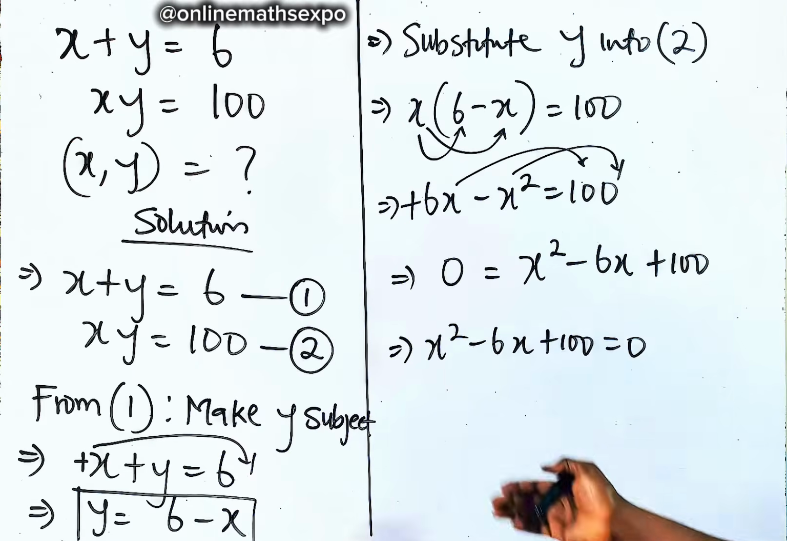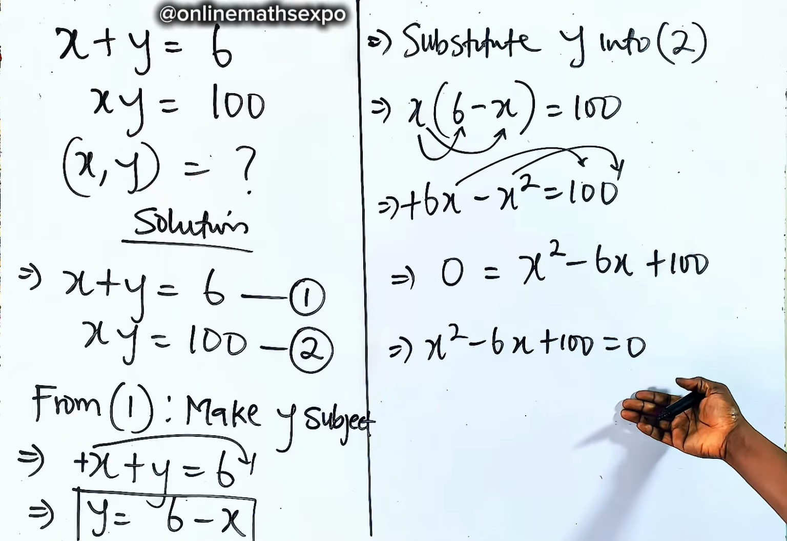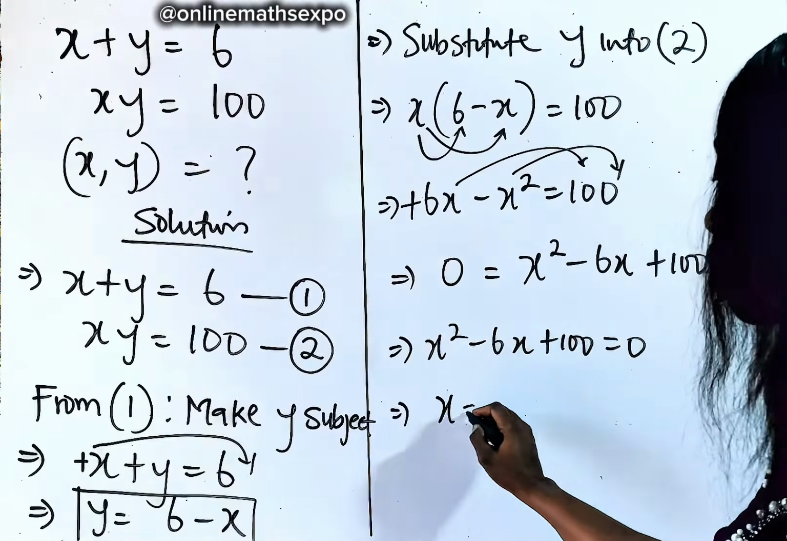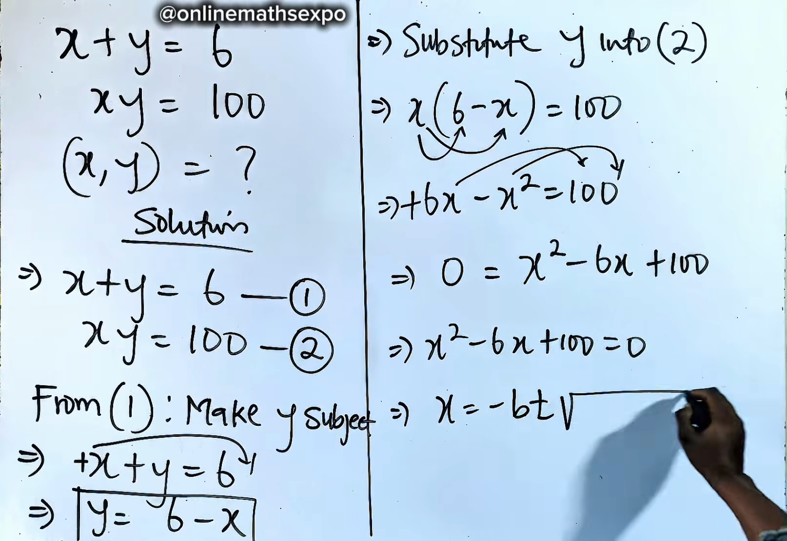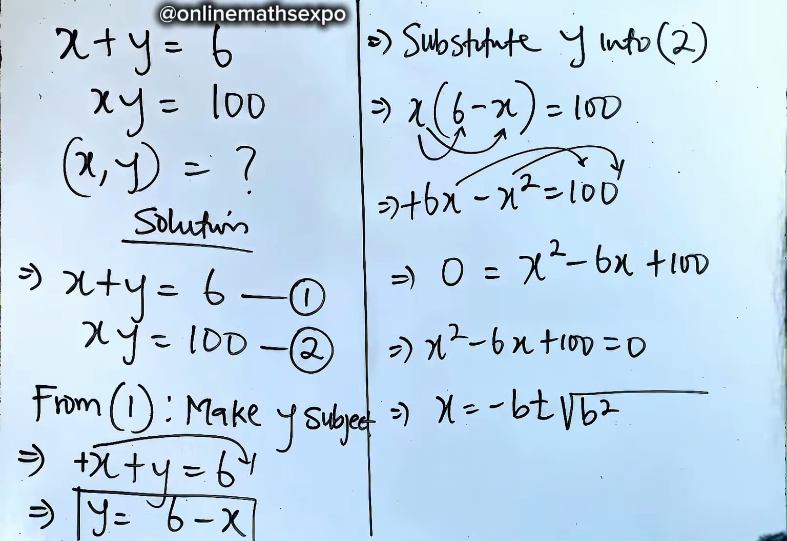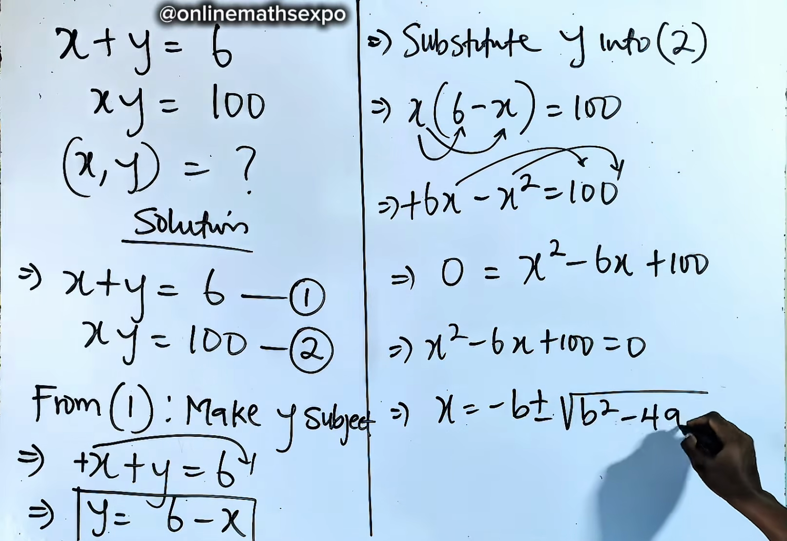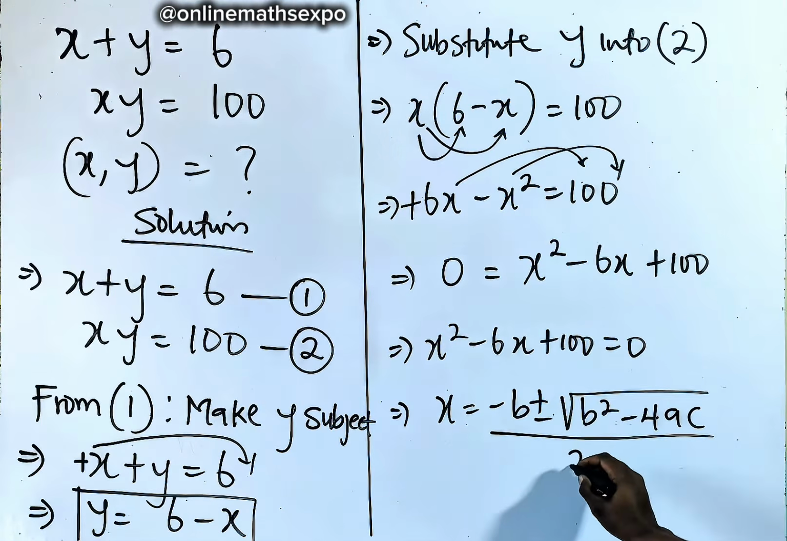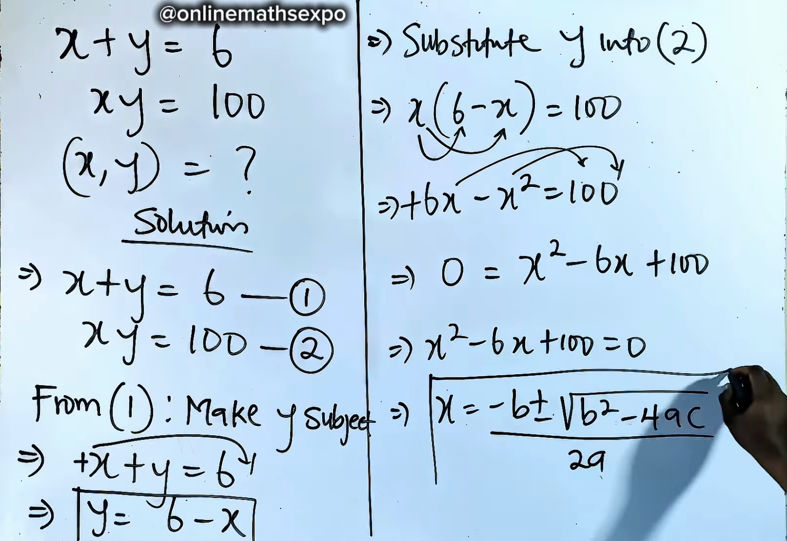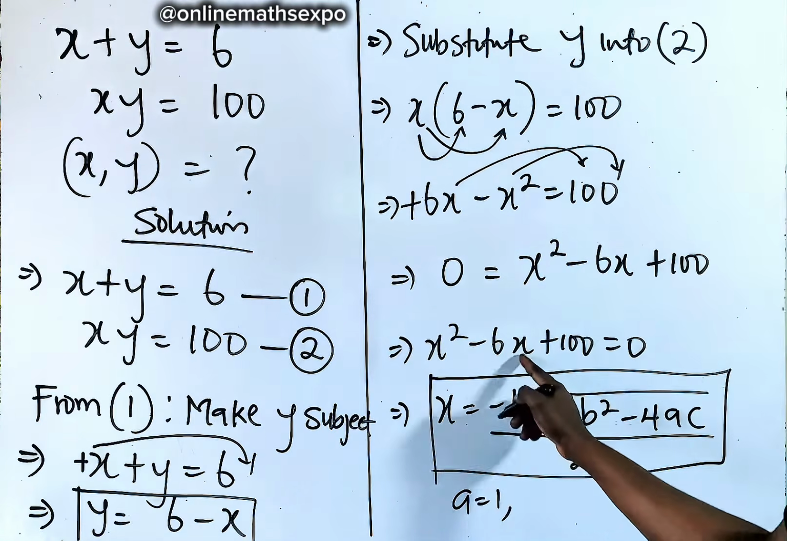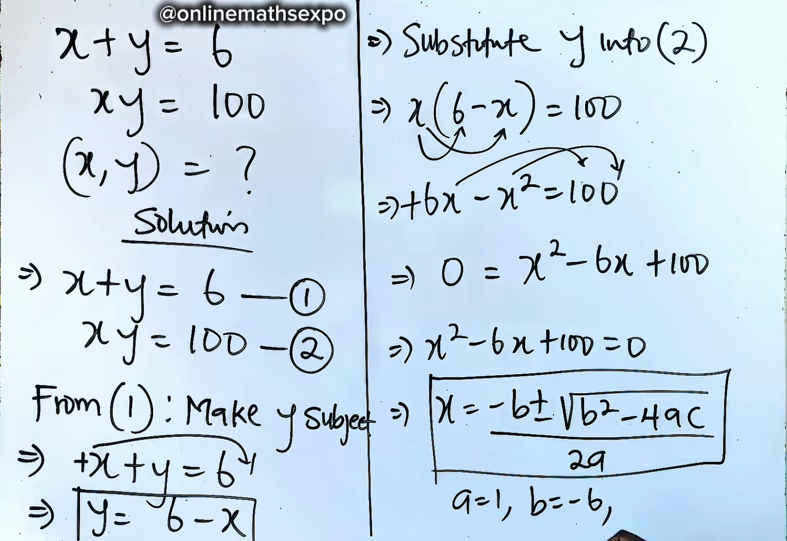Now this has led us to a quadratic equation. So we're going to use our formula method, and we have it that x is equal to negative b plus or minus the square root of b squared minus 4ac, divided by 2a. Remember that a is the coefficient of x squared. So our a here is 1, our b is negative 6, and our c is 100.